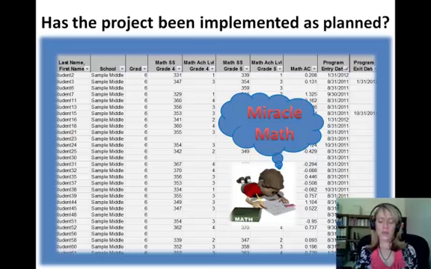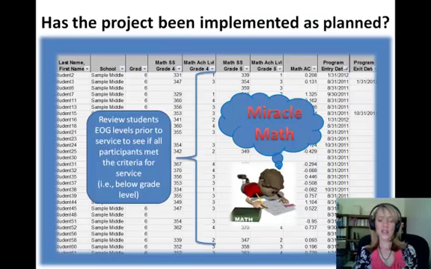If Miracle Math was put in place to address the 3,000 students scoring below grade level, then we would expect these students to be the focus of our initiative. If this was our data for our Miracle Math students, then the selection criteria was not followed, with more than half of our students scoring on grade level prior to service.